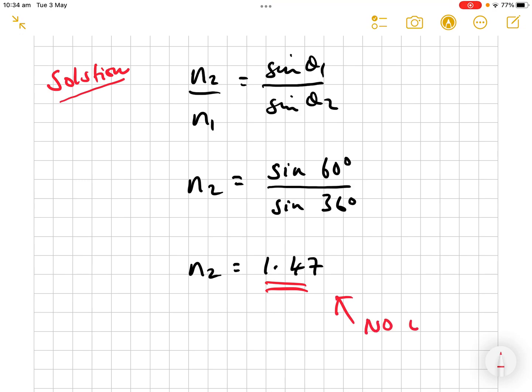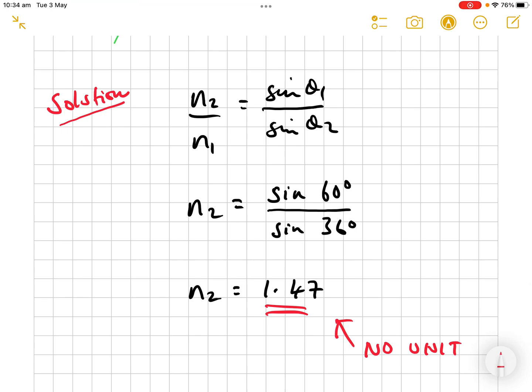Notice there is no unit for refractive index. It's an index. It's basically a ratio, as you can see, so it doesn't have any unit. And all refractive indices lie within a range of 1 upwards. Technically, the refractive index of a vacuum is exactly 1. And you'll find that the maximum refractive index you'll ever come across is for diamond, which is around about 2.4. You just won't get any refractive indices bigger than that.